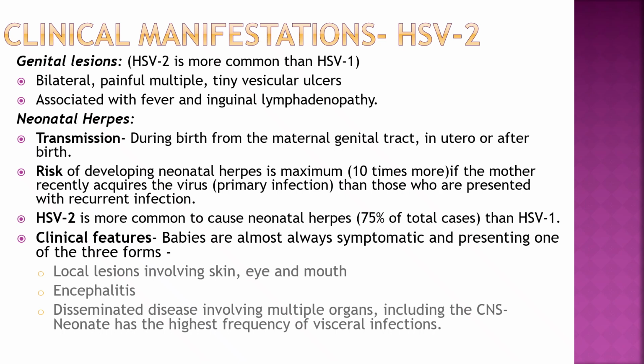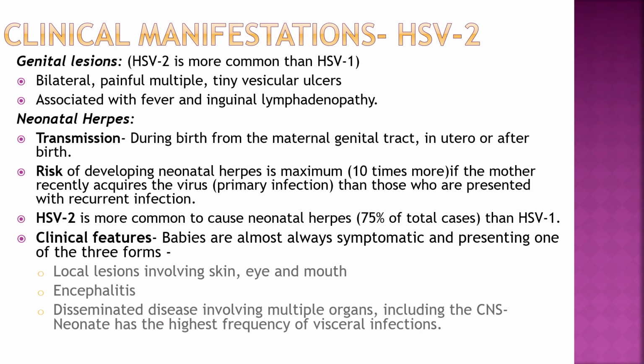Clinical manifestations, HSV2: genital lesions. HSV2 is more common than HSV1. Bilateral painful multiple tiny vesicular ulcers associated with fever and inguinal lymphadenopathy. Neonatal herpes: transmission during birth from the maternal genital tract, in utero or after birth. The risk of developing neonatal herpes is maximum, 10 times more, if the mother recently acquired the virus, primary infection, than in those presenting with recurrent infection. HSV2 is more commonly the cause of neonatal herpes, 70% of the cases.